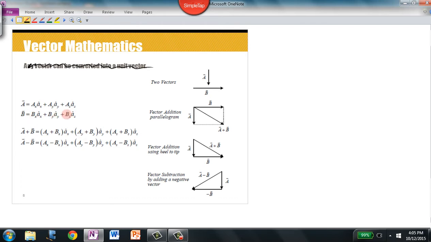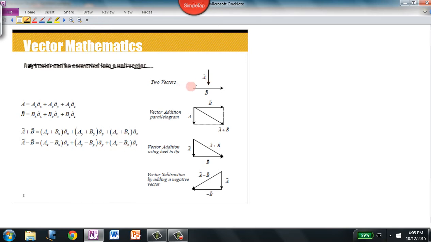Similarly, I can subtract them by a really similar process, subtracting the corresponding components for each of the directions in the coordinate system. So A minus B is just going to be Ax minus Bx times a hat x, plus Ay minus By times a hat y, plus Az minus Bz times a hat z.